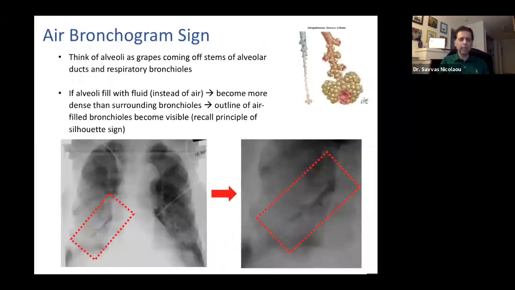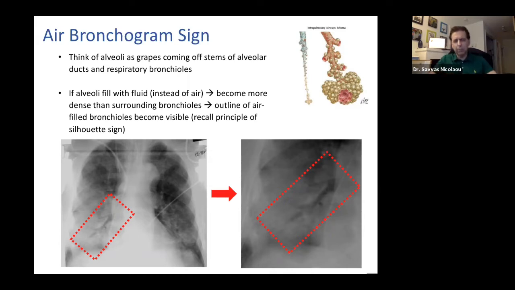The bronchogram sign, what does that mean? Think of the alveoli as grapes coming off stems of alveolar ducts and respiratory bronchioles. If the alveoli are filled with fluid instead of air, they become more dense than the surrounding bronchioles. The outline of the air-filled bronchioles becomes more visible now. And this is the principle, the silhouette sign that we talked about.